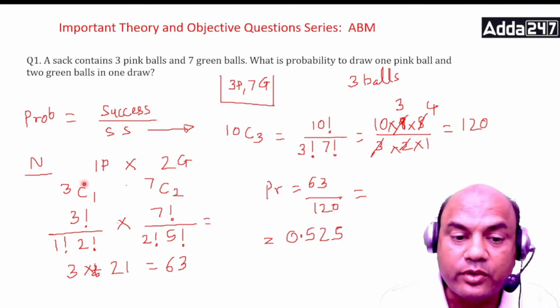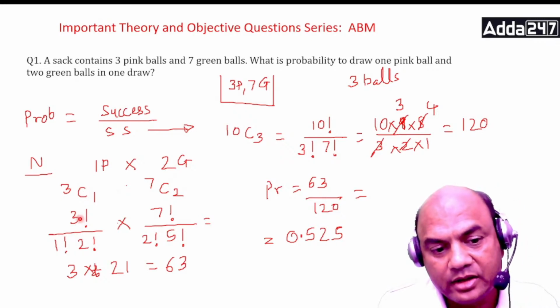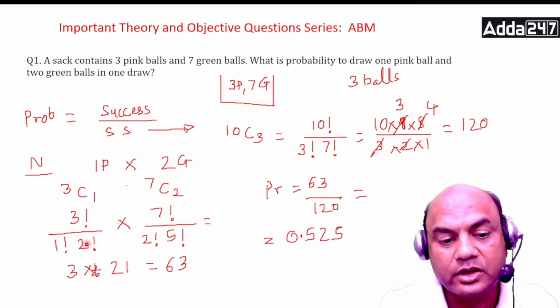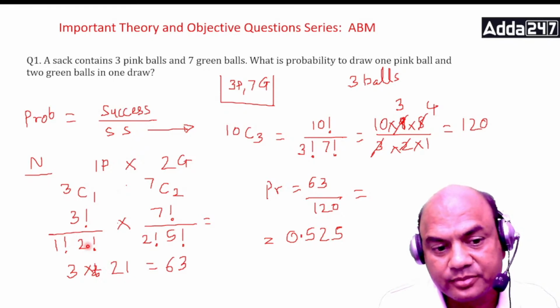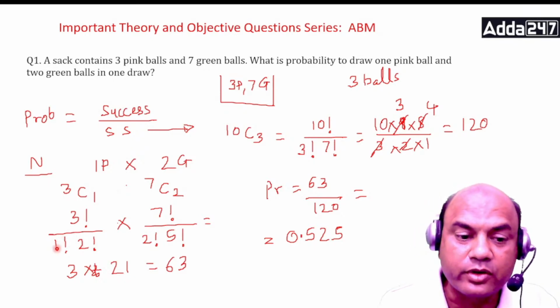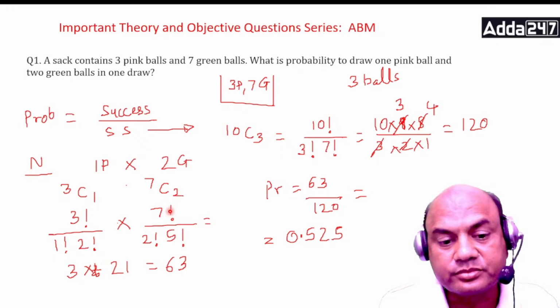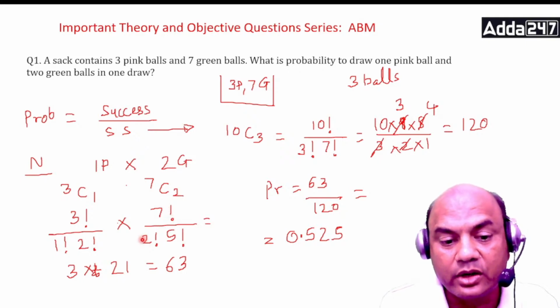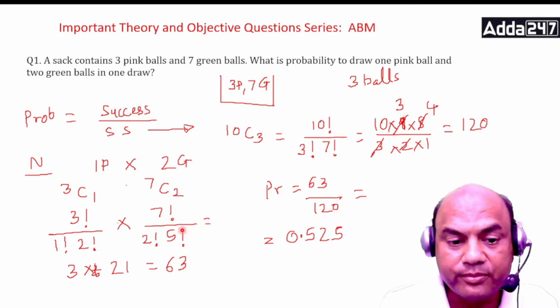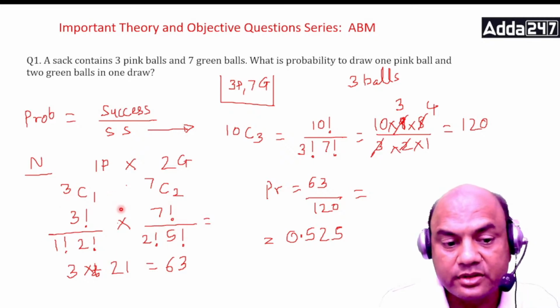So 3C1 formula is what? Same, nCr, n factorial upon r factorial into n minus r factorial. So 3 factorial upon 1 factorial into 3 minus 1, that is 2 factorial. Same over here. 7 factorial upon 2 factorial into 5 factorial, 7 minus 2, 5 factorial. Okay. So you solve this, you'll get it like this.